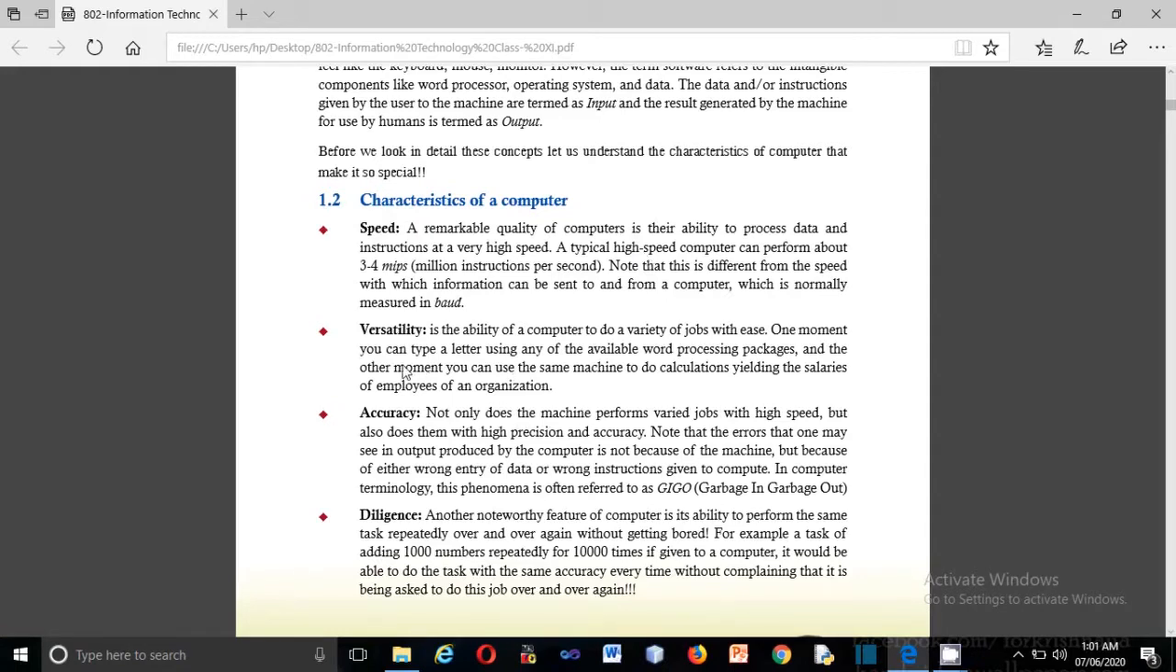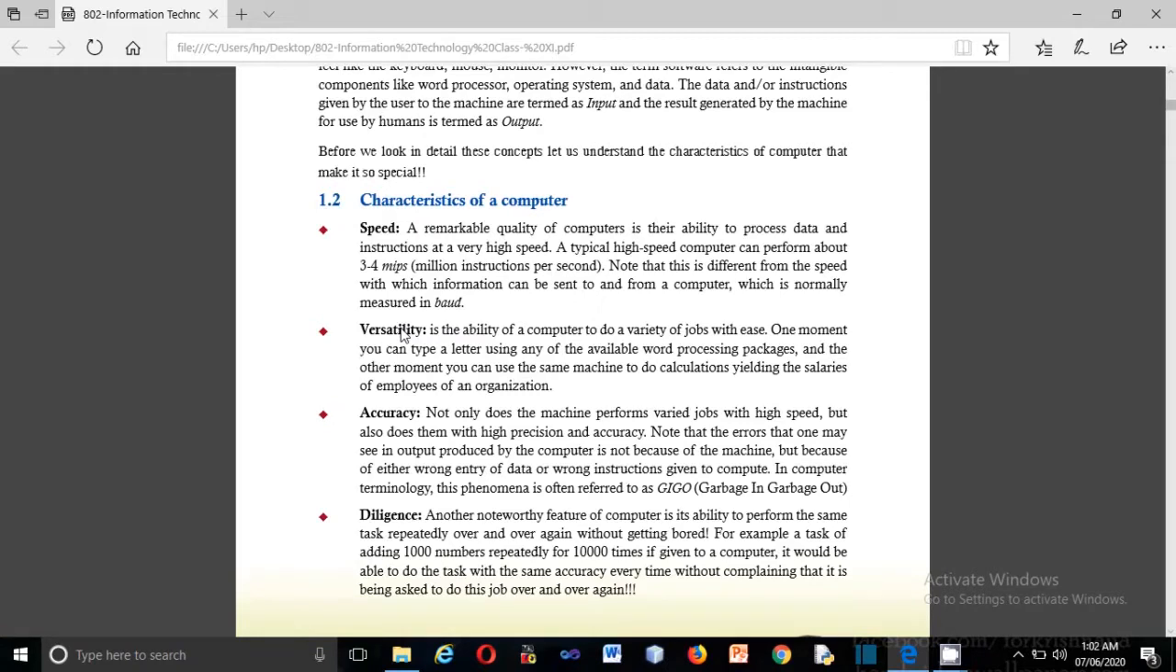And the second thing which we need to remember is versatility, which means a computer can do multiple things at the same time. Like you can listen to music, see a video, and play a video game at the same time. You are playing your favorite song, and you can also play some video game, and many other things you can do on the computer system. So versatility is the ability of a computer to do a variety of jobs with ease. Easily, a computer can understand and do many things at the same time.